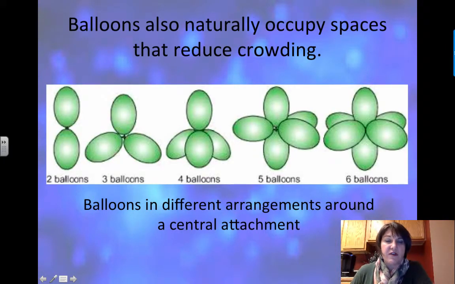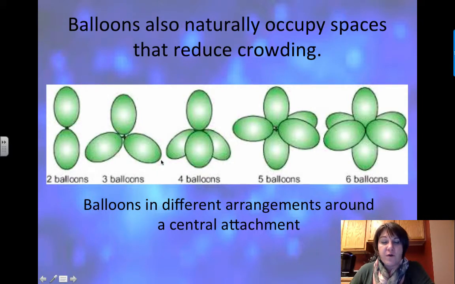Balloons would do this too. If I were to take two balloons and attach them to a central attachment point, like tie their ends together, then they would naturally line up in 180 degrees so that the balloons don't get crowded together. But if I attach three balloons, then they line up in a plane, in a triangle, all in the same plane. It's called trigonal planar arrangement.